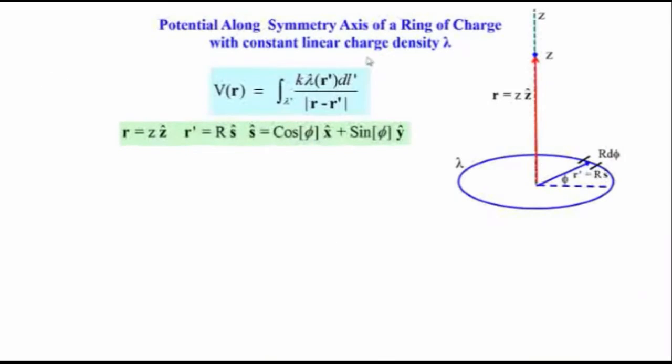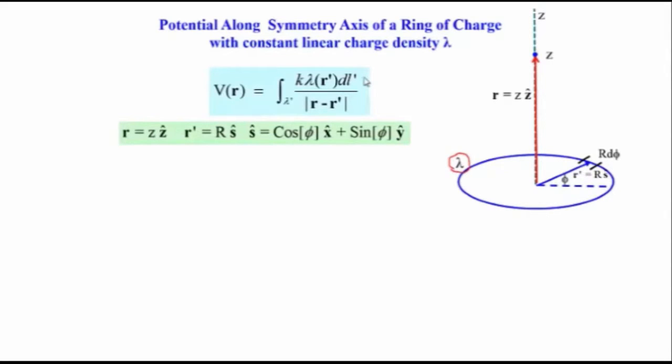Well, let's take a linear charge density, and what we're going to do is form a ring of charge, and lambda is going to be constant along that ring. What we want to do is find the potential at a point on the symmetry axis, the z-axis here. And so we have the possibility of plugging directly into the general equation if we identify the vectors correctly.